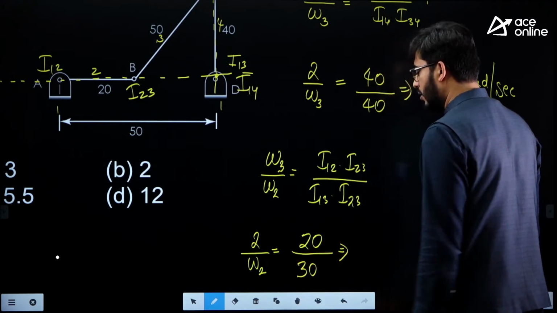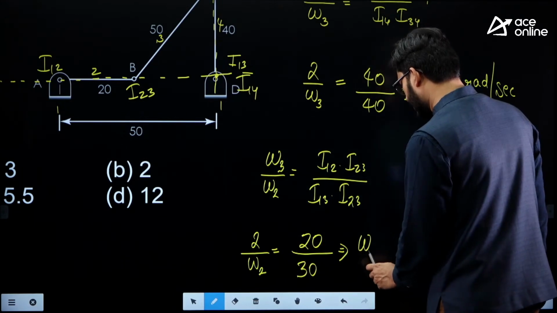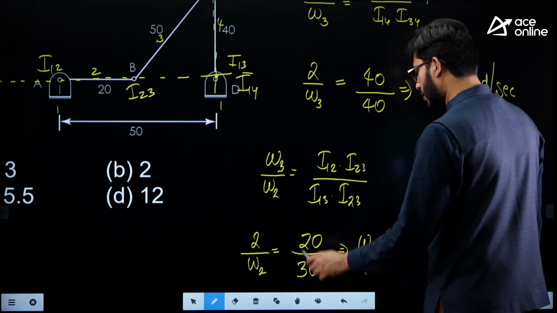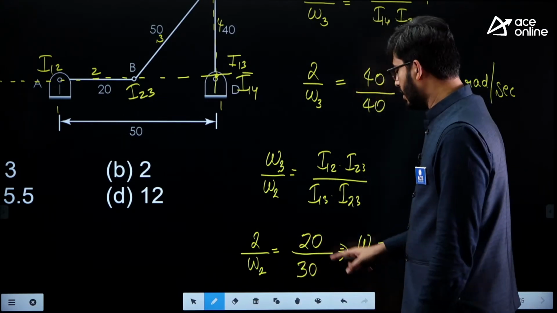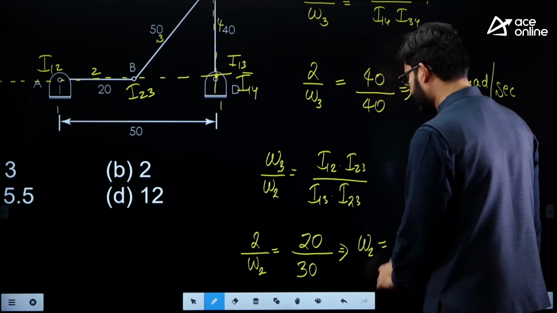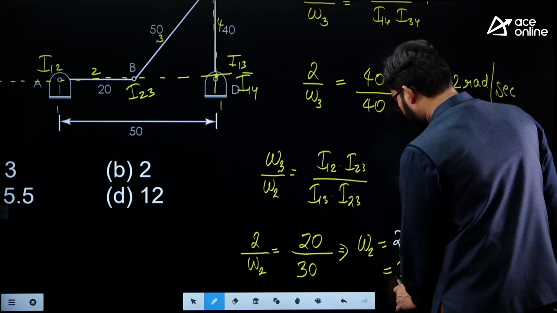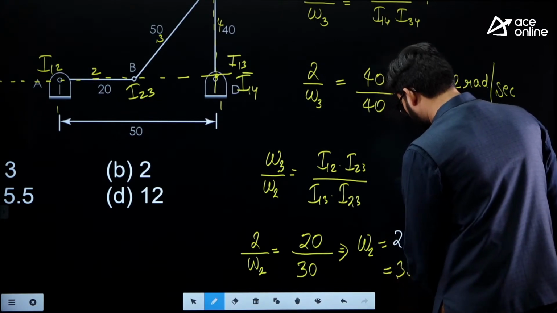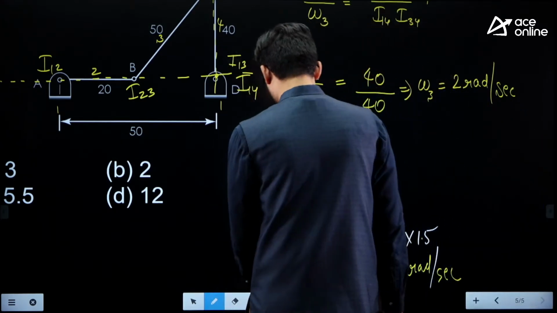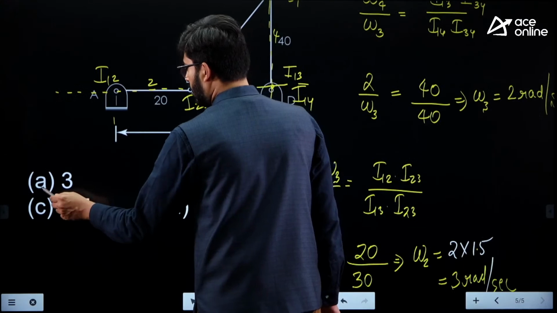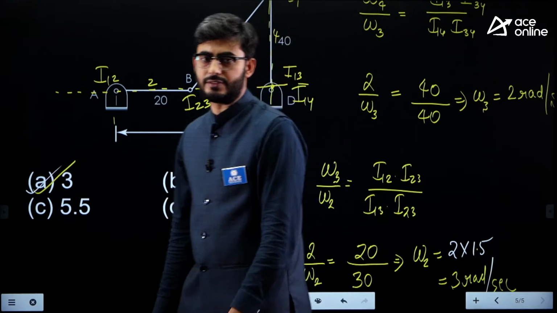So we can write here omega 2 will be equal to 30 by 20, which is 1.5. So 2 into 1.5, which is equal to 3 radians per second, will be the velocity of the input link. Option A will be our answer, guys. Option A will be our answer.